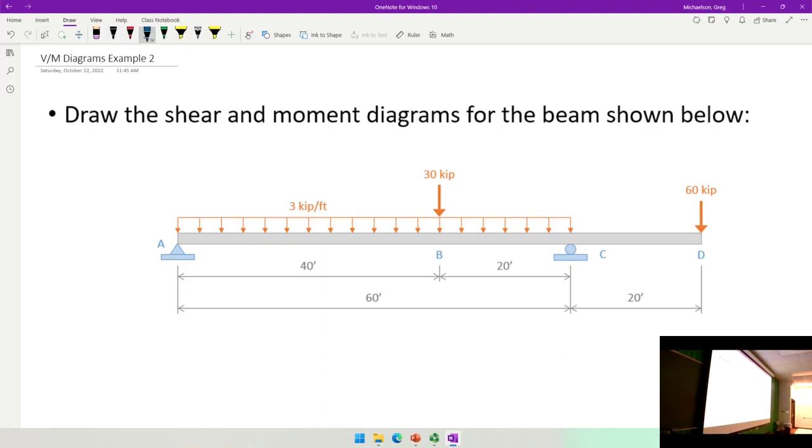Now, remind me, we have a pin supported at A, so how many potential reactions do we have there? 2, right?